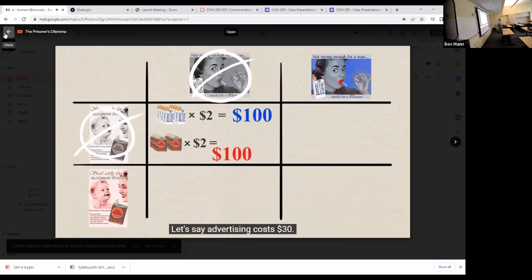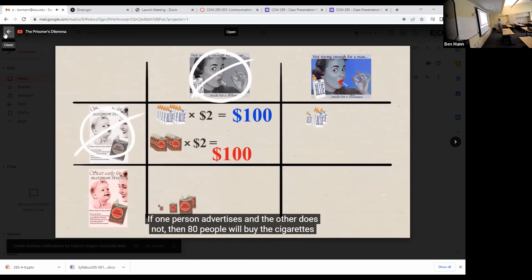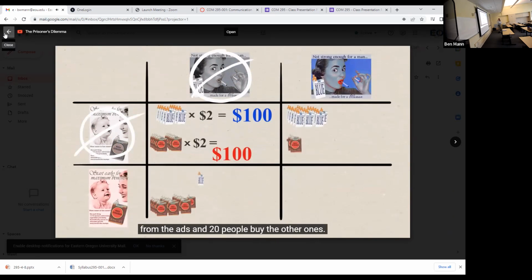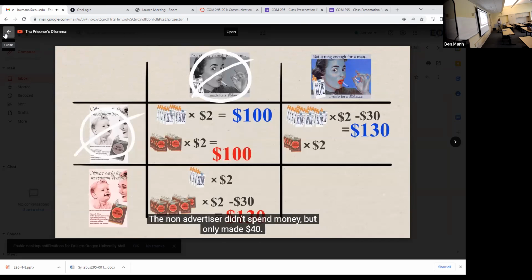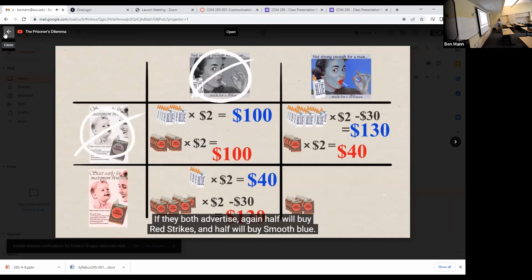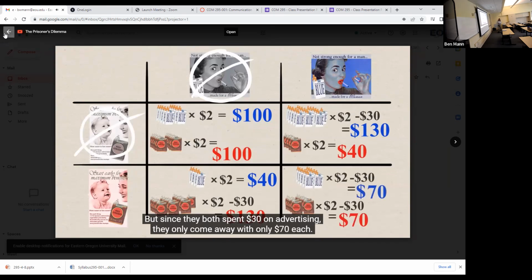Let's say advertising costs $30. If one person advertises and the other does not, then 80 people will buy the cigarettes from the ads and 20 people buy the other ones. The advertiser makes $160 minus $30 for ads and comes away with $130. The non-advertiser didn't spend any money, but only made $40. If they both advertise, again, half will buy Red Stripes and half will buy Smooth Blue. But since they both spent $30 on advertising, they only come away with $70 each.